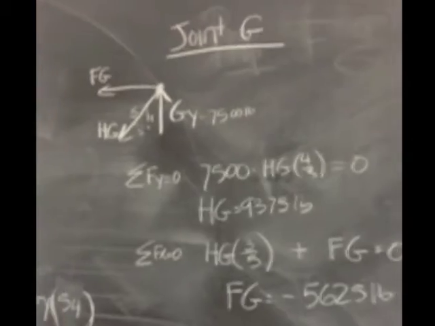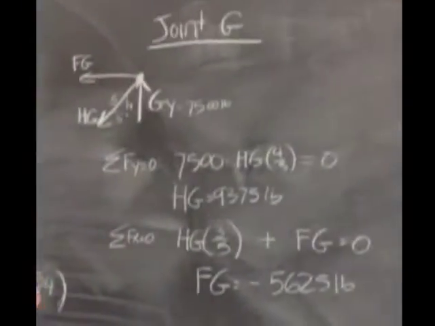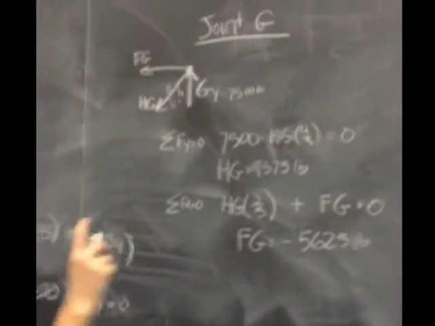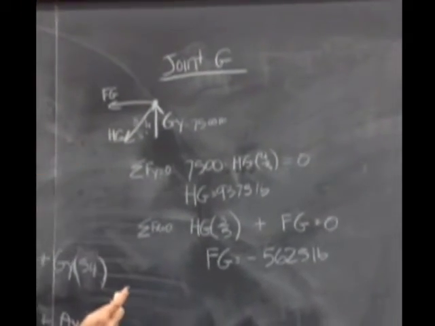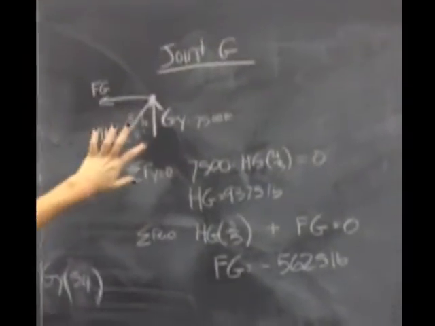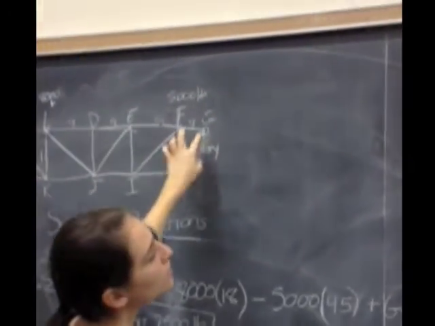So after the support reactions, we're going to start looking at the joints. This is just one method of doing this. We're going to talk about the other method after, which is the method of sections. But just to start off, the method of joints, we're going to look at just joint G first.